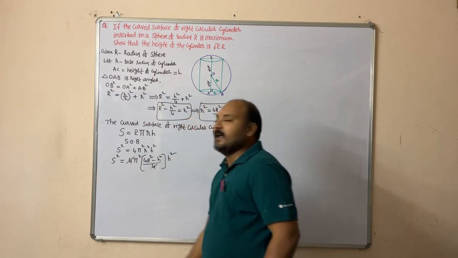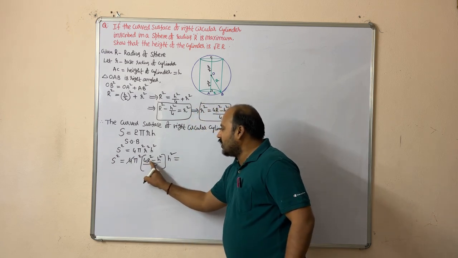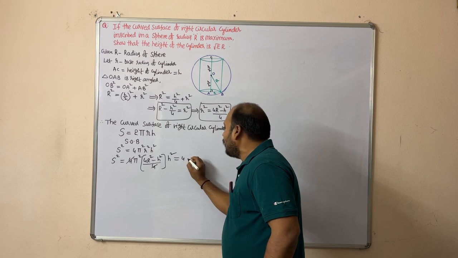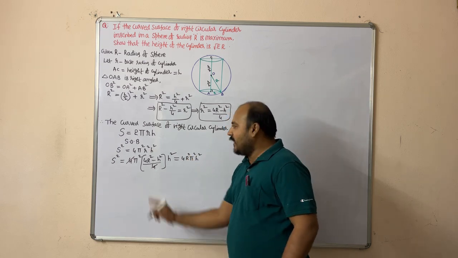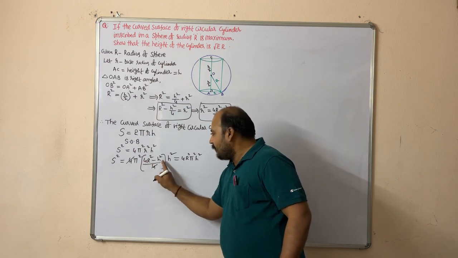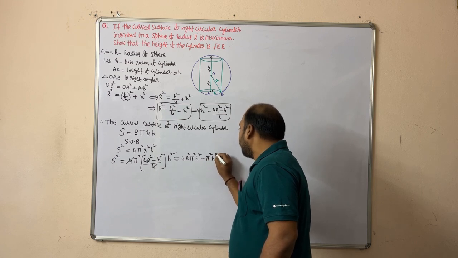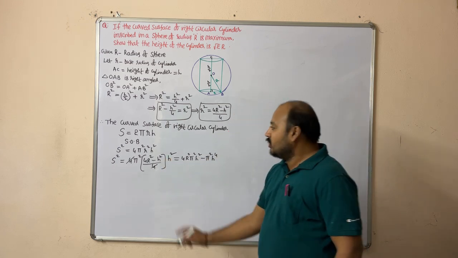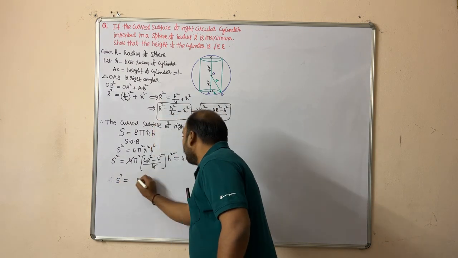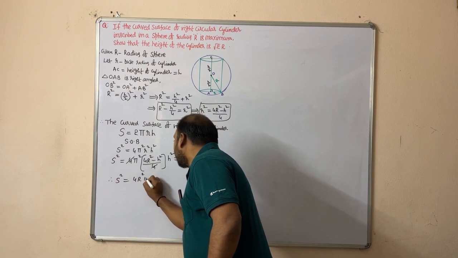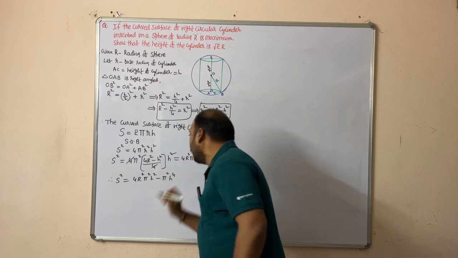Here the 4 gets cancelled. We can do the actual multiplication. Pi square, 4 R square into H square, so 4 R square pi square H square. Then pi square, minus H square into minus H square, so pi square H power 4. So S square is equal to 4 R square pi square H square minus pi square H power 4.